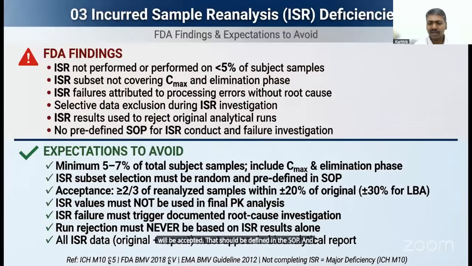And rejecting the original analytical runs based upon ISR results. For this also, some of the CROs have got a 483. The ISR result comes different from the original result, and as they identified that ISR has failed, based upon the ISR failure they declared the original analytical runs failed without any reason, and that is not accepted. If it is done, we have to go for a root cause investigation of why ISR failed and why this ISR failure triggered the rerun of the original run. It has to be properly defined.